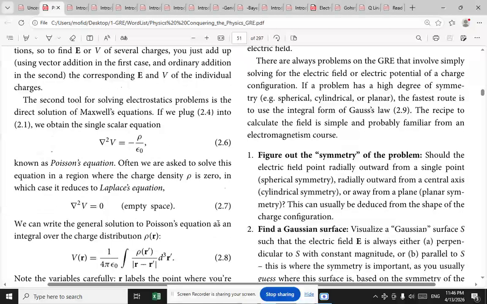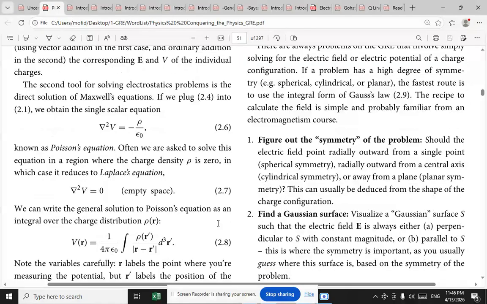The first step is to figure out the symmetry of the problem. Should the electric field point radially outward from a single point, which is spherical symmetry; radially outward from a central axis, which is cylindrical symmetry; or away from a plane, which is planar symmetry? This can usually be deduced from the shape of the charge configuration.